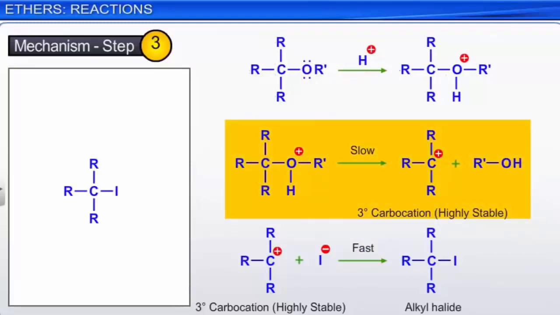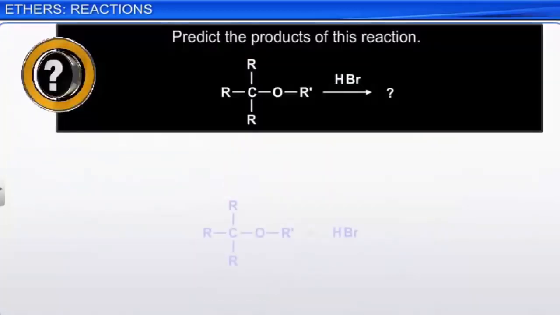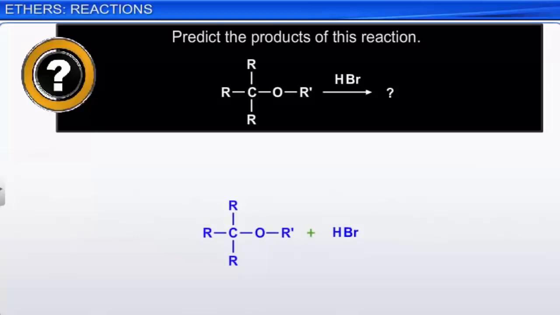Here is a problem for you to solve. Predict the products of this reaction. Notice that one of the alkyl groups contains a tertiary carbon. In the presence of hydrogen bromide, this group will form a tertiary alkyl bromide. The other alkyl group will form an alcohol.